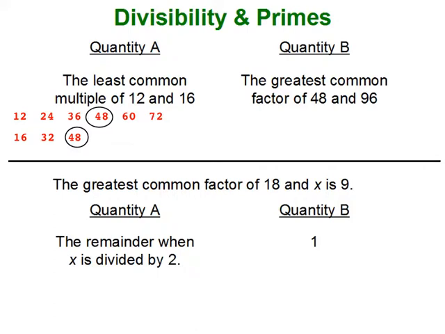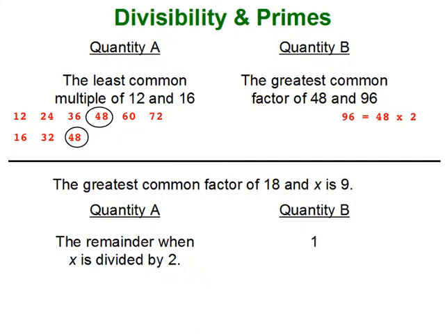Now, with greatest common factor, we've got to do a little different work. We've got to start dividing these numbers up into their factors and not their prime factors. There's a big difference between prime factors and factors. Factors are just all the numbers that will go into these two. And what's interesting, of course, about the pair 48 and 96 is that the number 96 is actually 48 times 2. Of course, 48 is a factor of itself.